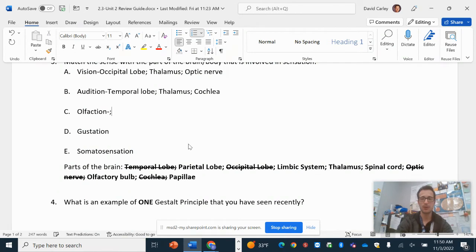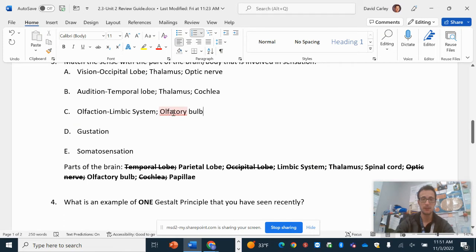Olfaction, or smell. So this is going to use the limbic system. It gets routed through the limbic system. That is one of the reasons why you have a lot of memories and emotions tied to smells. Not going to use the thalamus. It's going to use the olfactory bulb.